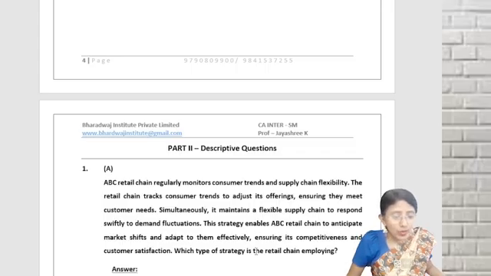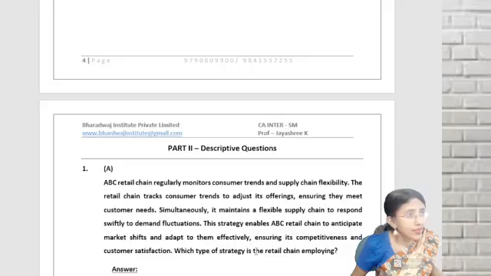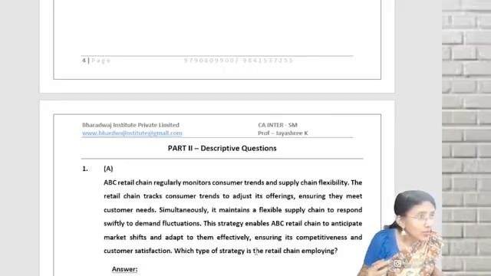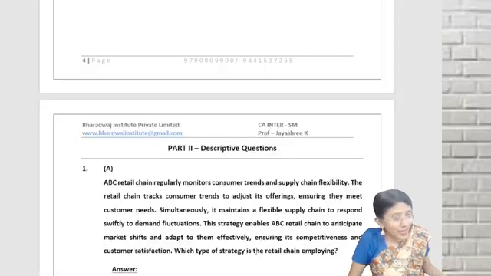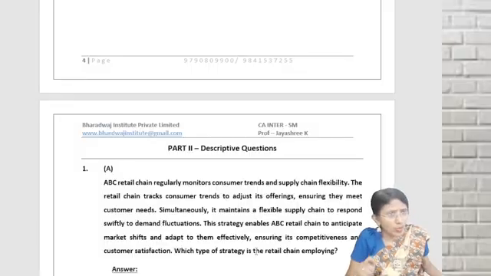Okay. Now look at this ABC retail. Something related to the trend of the market. Somewhere we can accept it. The market scenario, market trend. So look at this ABC retail chain. It is continuously monitoring the consumer trends. It's not regularly. And the supply chain is flexible.